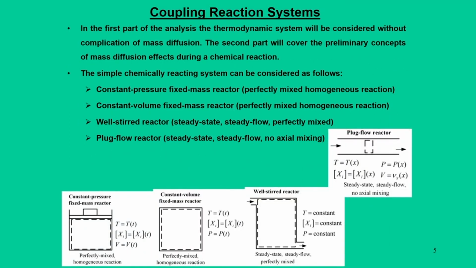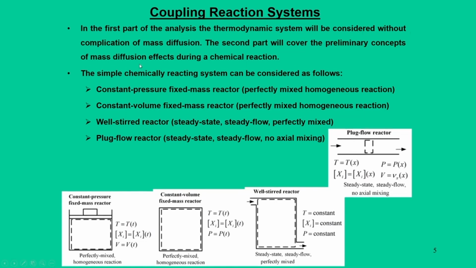Now, to do that, there are two approaches that one can design. In the first analysis, the thermodynamic system is considered without complications of mass diffusion. Mass diffusion is a term where one species diffuses into another, and this does not arise in this case. That means, in our conservation equations we will not look into the mass diffusion terms.